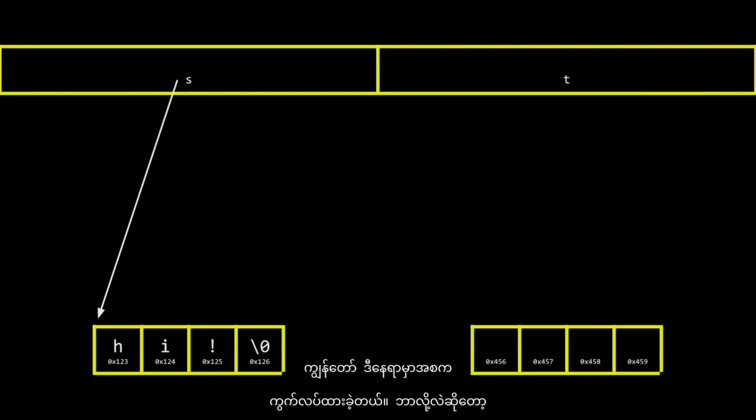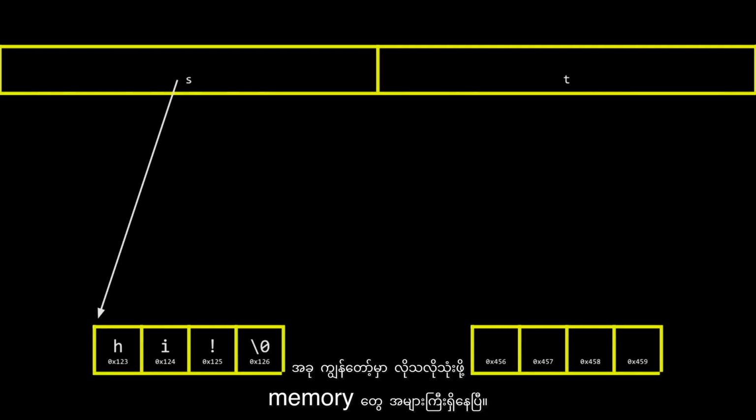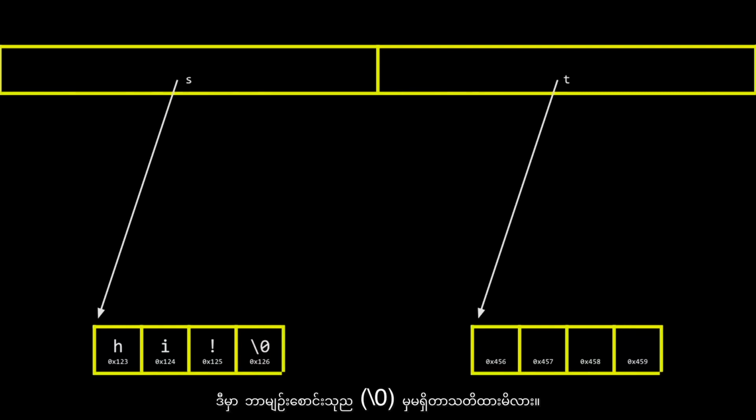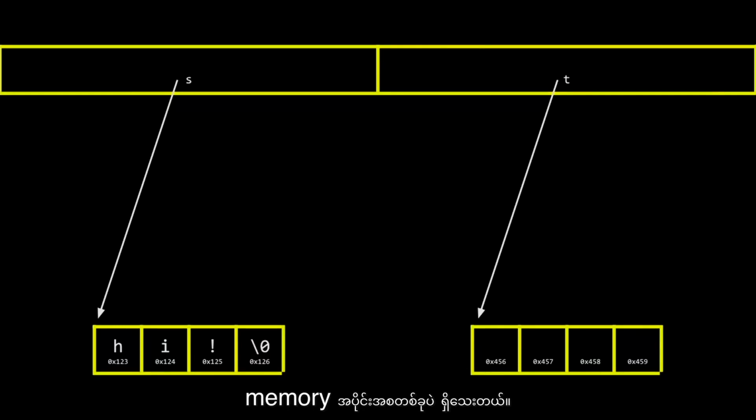I've left it blank initially because nothing is put there automatically by malloc. I just get a chunk of memory that is now mine to use as I see fit. I then assign t to that return value, which points t at the first address. Notice there's no \0. This is not yet a string. It's just a chunk of memory. 4 bytes, an array of 4 bytes.